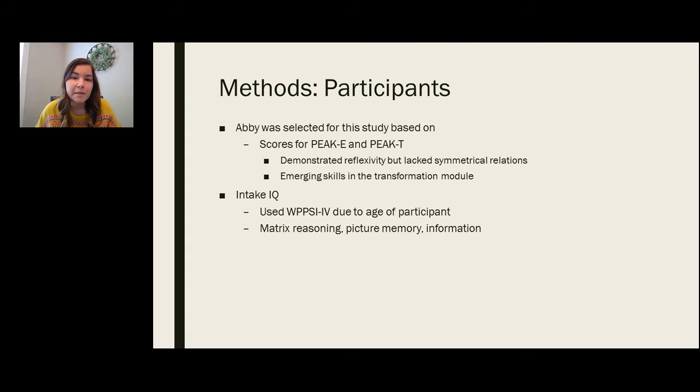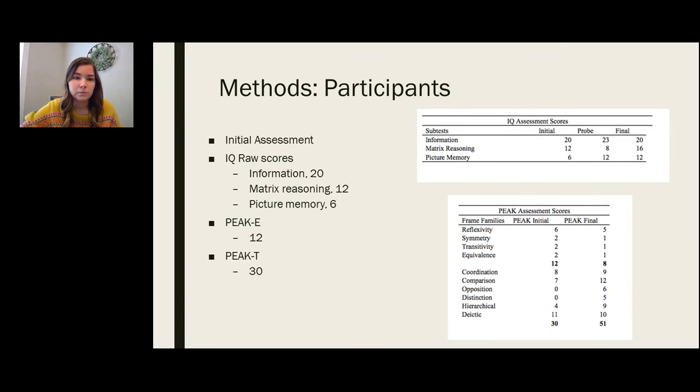She was selected for this study based on her scores from the Peak E and the Peak T assessments done initially. She demonstrated reflexivity but lacked symmetrical relations, and she also had emerging skills in the transformation module. Her intake IQ, like I said earlier, we used the WPPSI due to her age, and the subtests included were matrix reasoning, picture memory, and information. During the initial assessment, her IQ raw scores for information were 20, for matrix reasoning were 12, and picture memory were 6. You can see that in the top chart on the left. Her score for Peak E was 12, and her score for Peak T was 30.